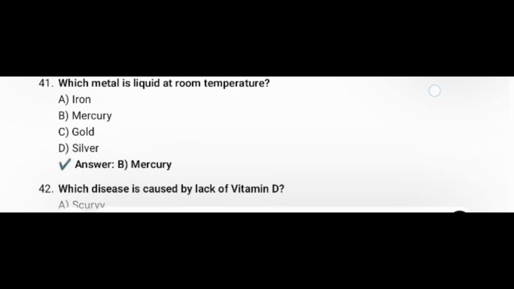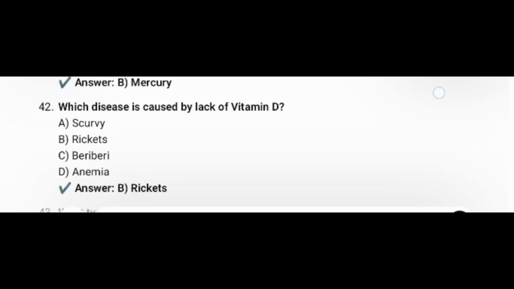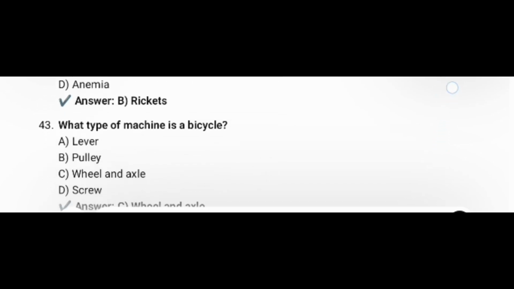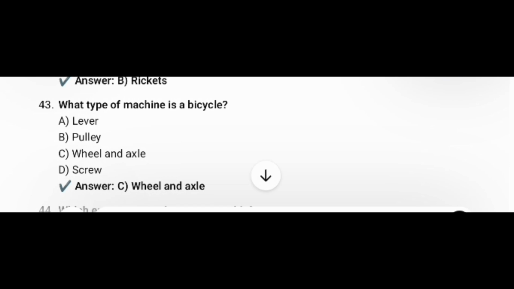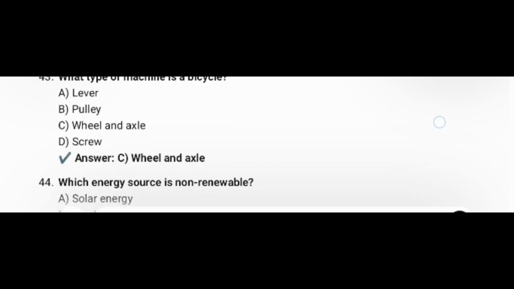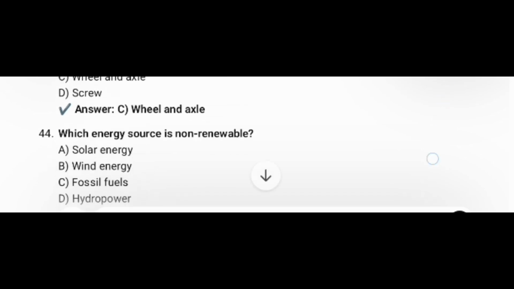Next, which metal is liquid at room temperature? Correct option is option B, mercury. Next, which disease is caused by lack of vitamin D? Correct option is option B, rickets. Next, what type of machine is a bicycle? Correct option is option C, wheel and axle.